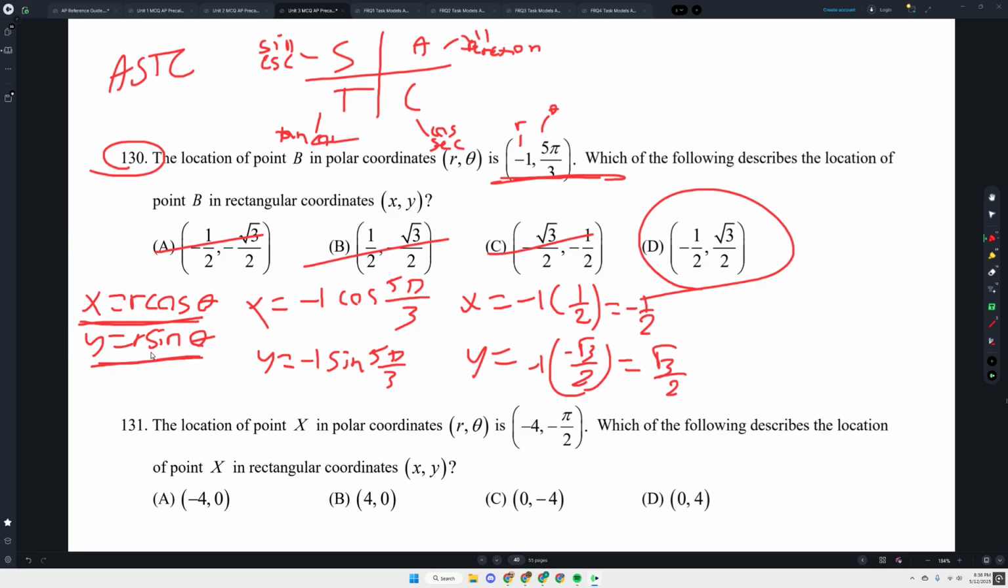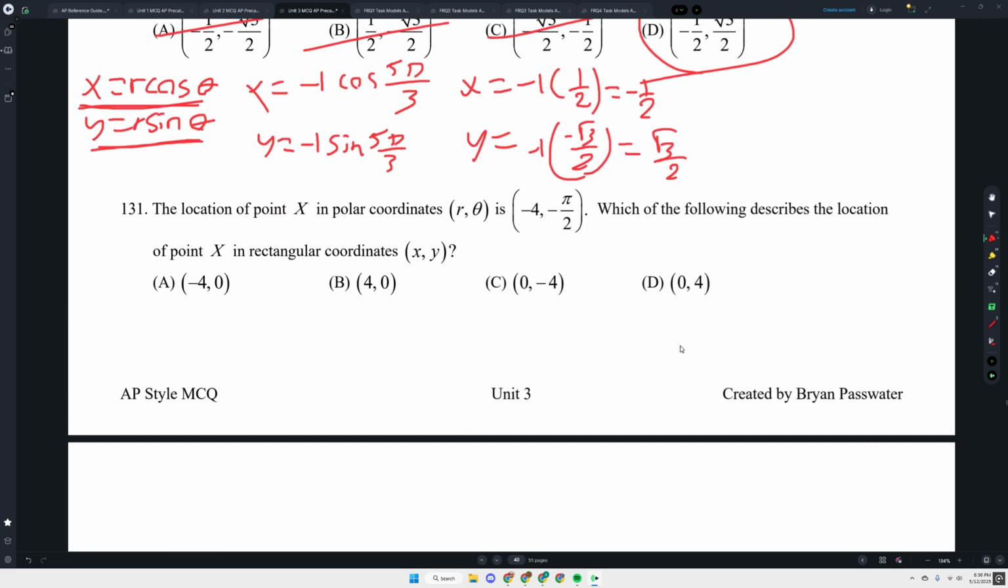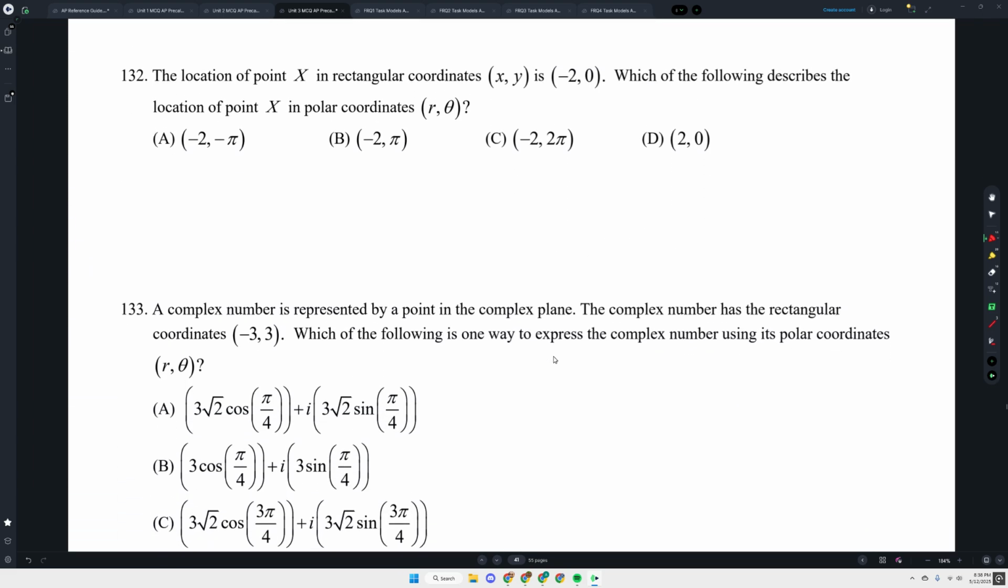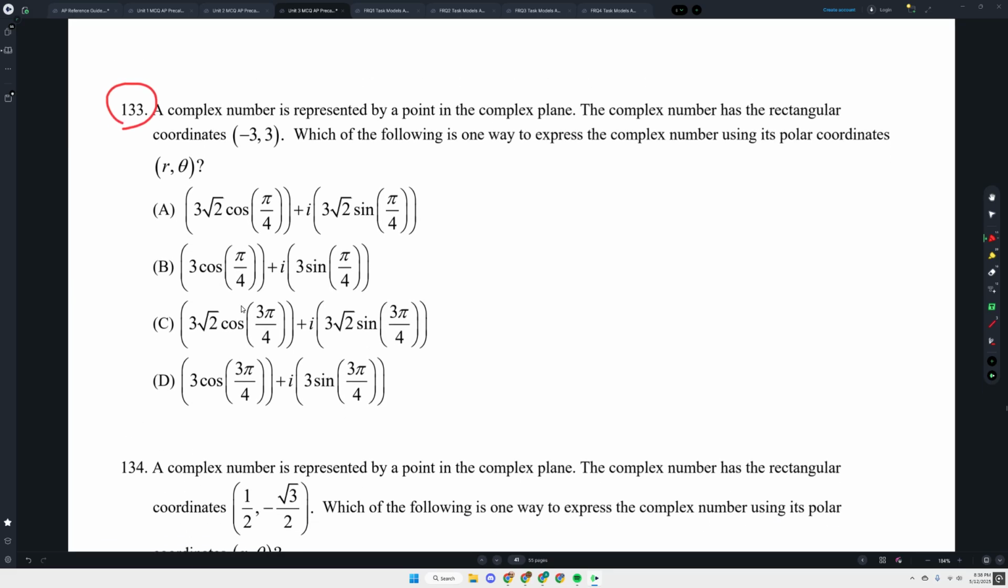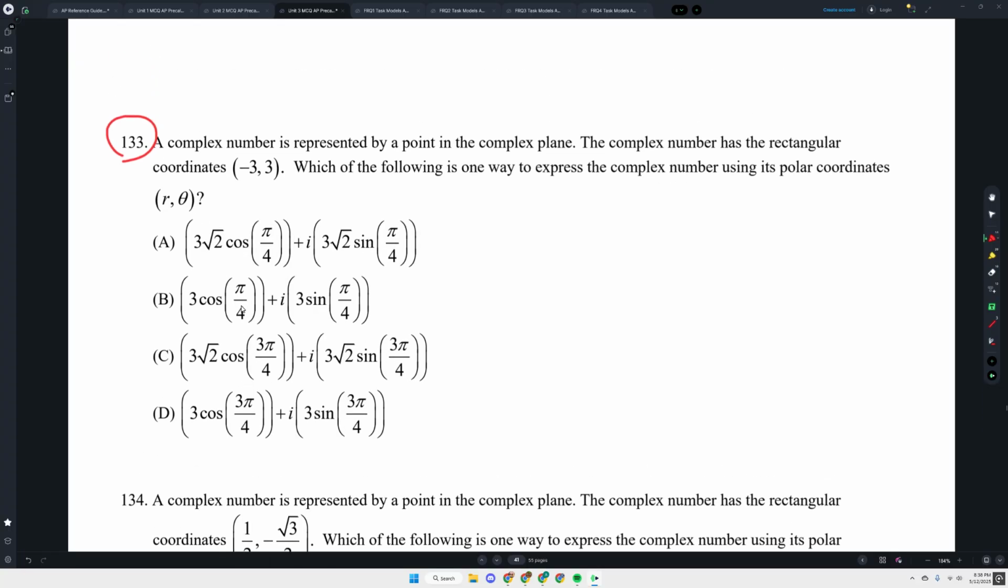On this type of converting. No other questions? Okay. So from here, we'll do complex. So try 133.